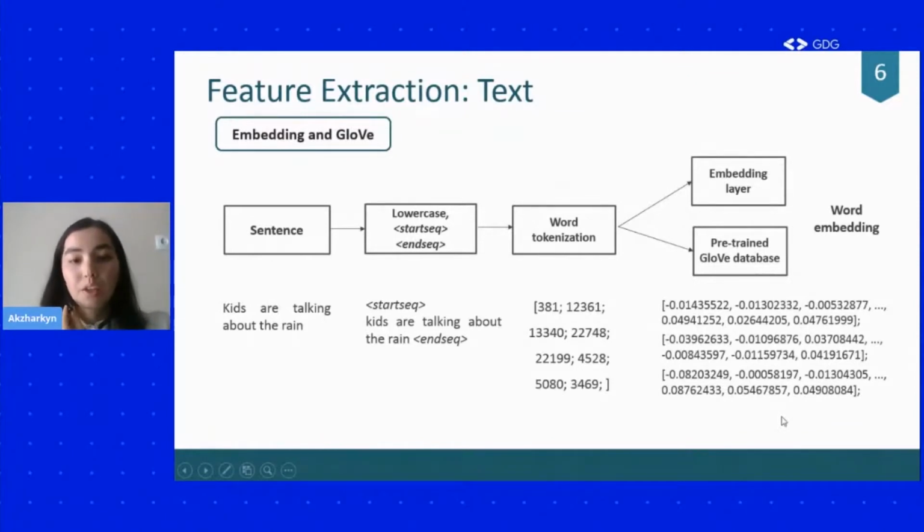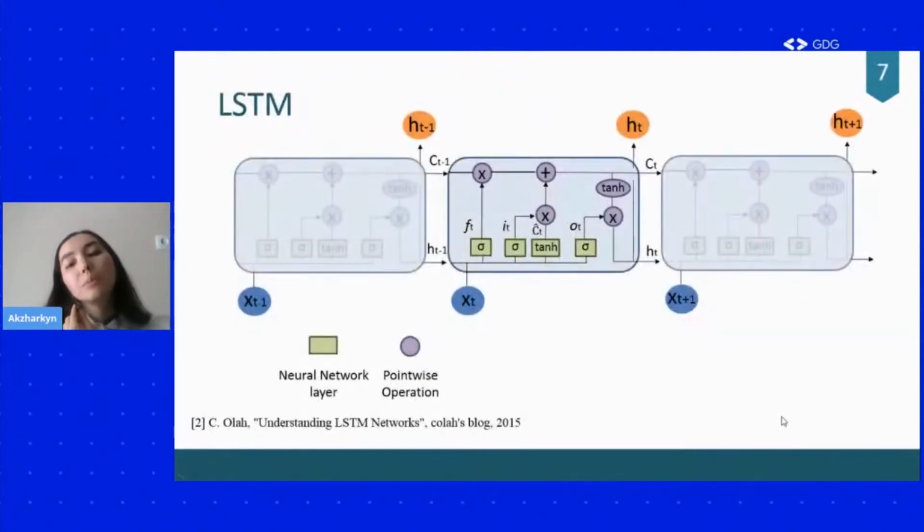Let's see. So before going to neural network, let's quickly recap some basic LSTM layer. This layer stands for long short-term memory. It's a special type of recurrent neural network.